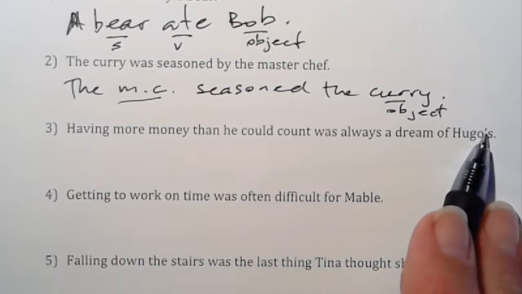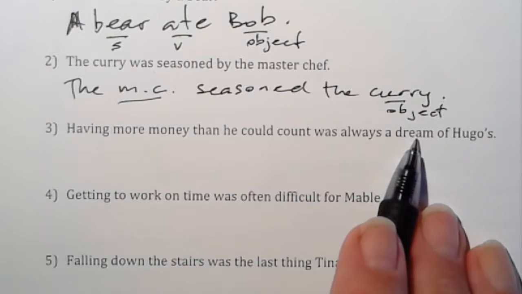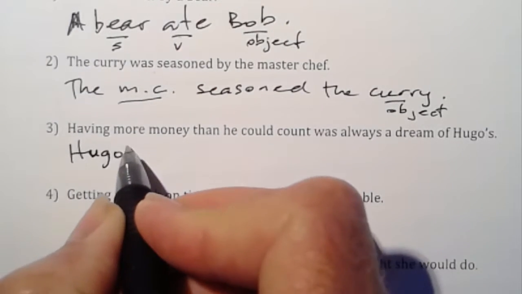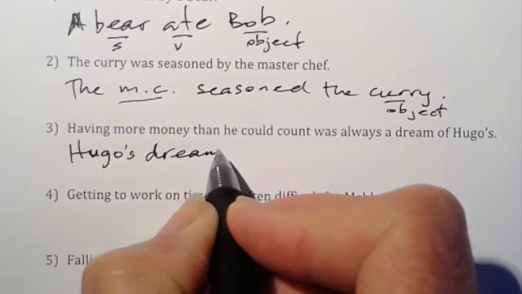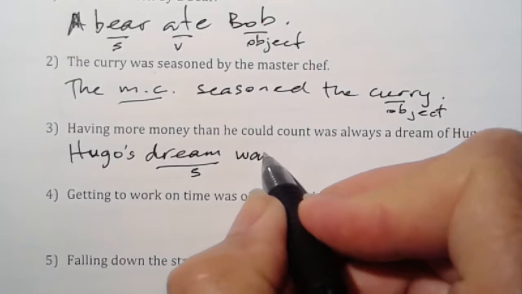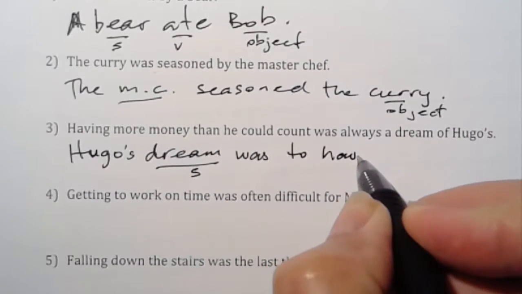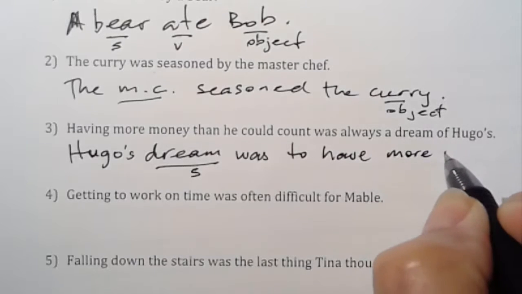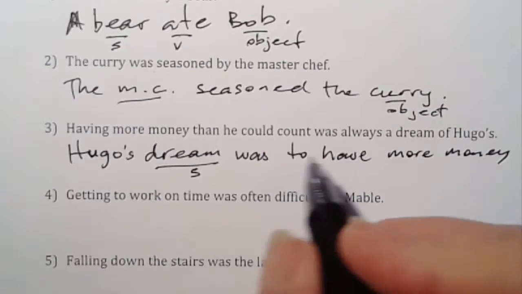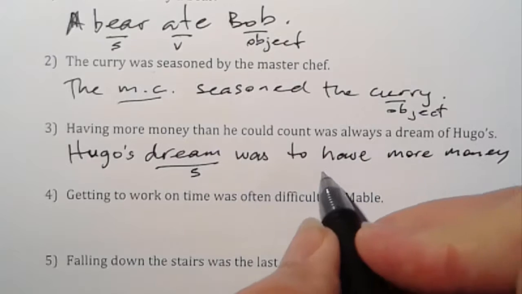We've got an apostrophe here for possession. Dream of Hugo's. So, let's try this. Hugo's dream, there's the subject, was to have more money than he could count. And in Hugo's case, he could only count up to 24 by taking his shoes and socks off. So he really only dreamed of having $25. Hugo's dream was to have more money than he could count.